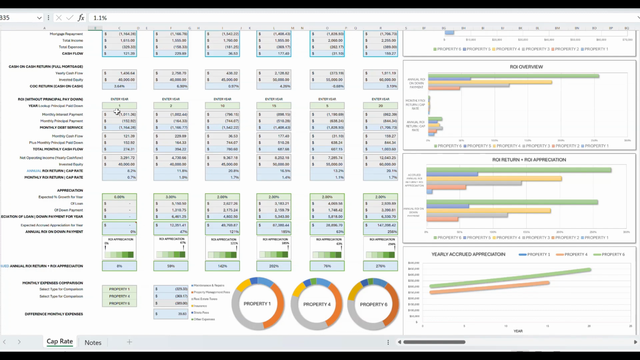So what I did was add a way where you can actually determine it by year. So let's say in the first year you're not getting much cap rate, right? But let's enter 2 years. As you see, with 2 years, it jumps up. Everything jumps up. Your monthly interest payment and monthly principal payment change too. Because usually cap rate is only calculated for that one year, so you're not going to get real numbers.